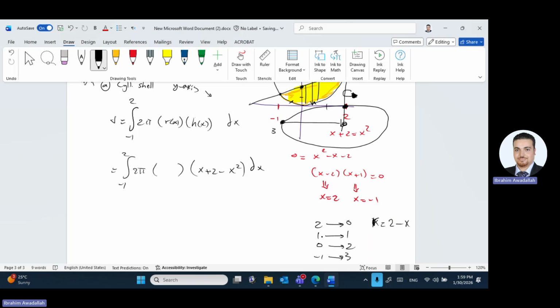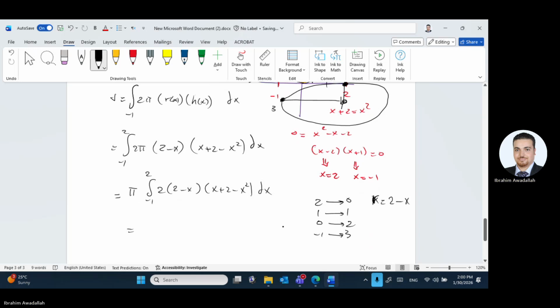Yes, 2 minus 2, 0. 2 minus 1, 1. 2 minus 0, 2. Minus 1 will be plus, then 3. So here, 2 minus x. We say this all the time, x plus 2, x minus 1, x minus 2, etc. By outside, the integration from -1 to 2, 2 minus x, x plus 2 minus x squared dx. This question has an answer of 27/2.